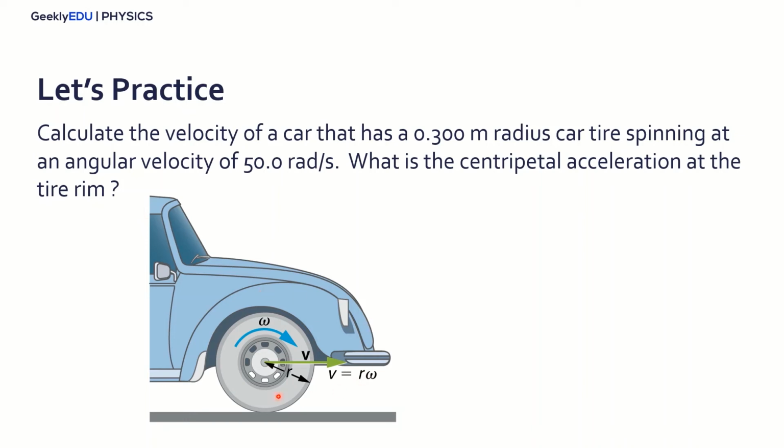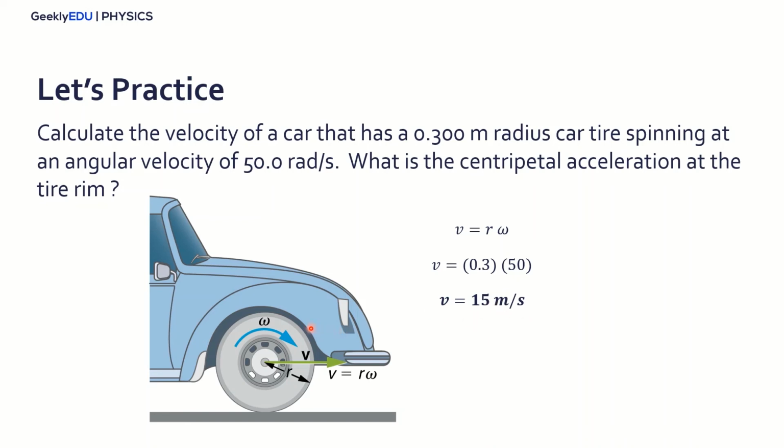Well, that's a representation of the problem. We have the tire here, it has a radius, and it's moving at a constant velocity. That's the same velocity as the car. Because of this, we can calculate the velocity of the car by the velocity of the tire rim, because it should be the same. The velocity is the radius times the angular velocity. We have the radius and the angular velocity, so the velocity of the car is 15 meters per second.